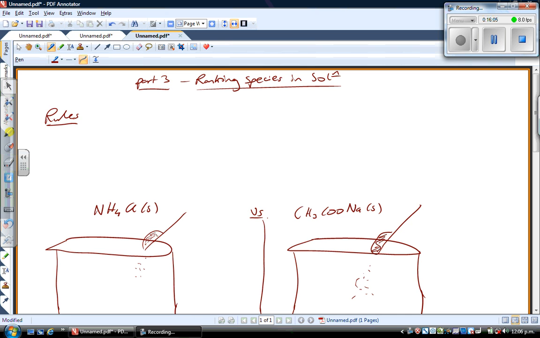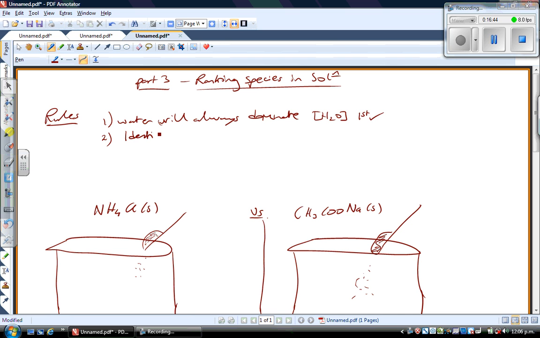Now there are a number of rules, and I had them on a piece of paper for the students in the classroom, but I'll just reiterate them quite succinctly here. The first rule is that water molecules will always dominate. So despite adding a couple of grams of ammonium chloride here or sodium ethanoate here, that's still never going to come close to the amount of particles we have in the solution. So the concentration of H2O is always going to be number 1. Gets first place.